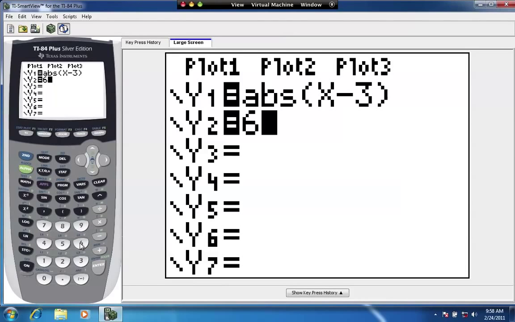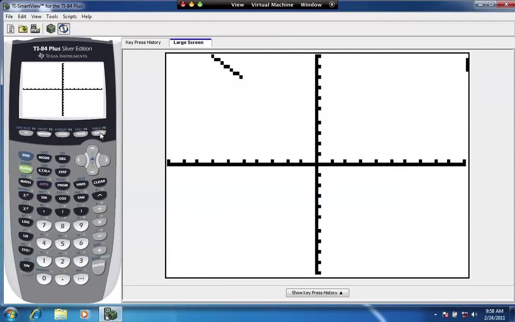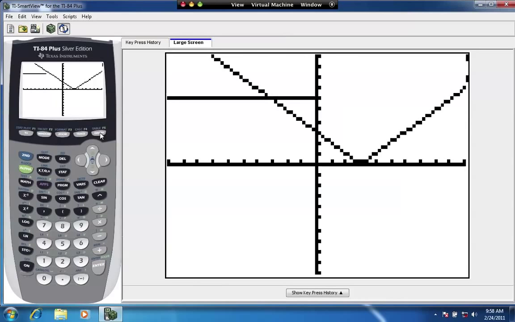So these are two functions, one linear, the other one's the absolute value function, and we're going to hit graph. You can see that there's a point of intersection here, and there's another point of intersection on the right of the graph right here. Now, algebraically, you can solve for the points of intersection, but I'm going to show you how to also check that point of intersection using the calculator.